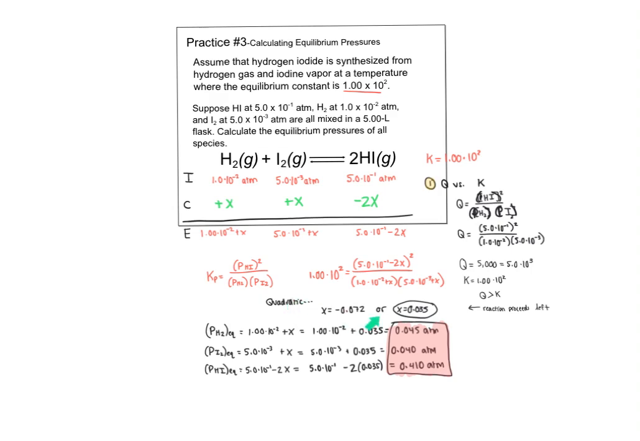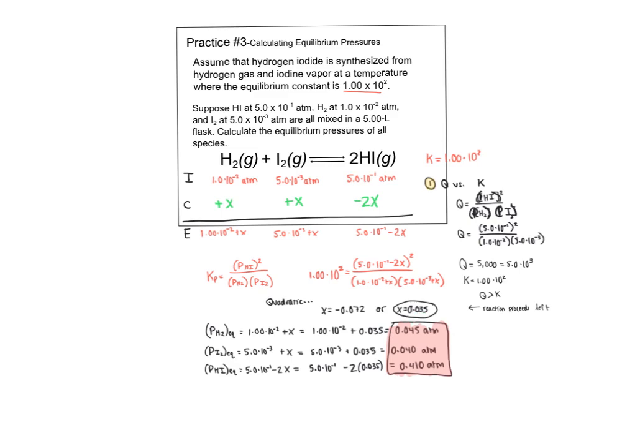So I do the quadratic formula. I get negative 0.072 or 0.035. Well, the amount used up can't be negative, or the amount made can't be negative. So we use the positive option. And to find the equilibrium values, we're going to plug x into my equilibrium line, my E line of the ICE table. So here's my E line for H2 at equilibrium. For I2, for HI, I plug in 0.035, and I get my equilibrium pressures.